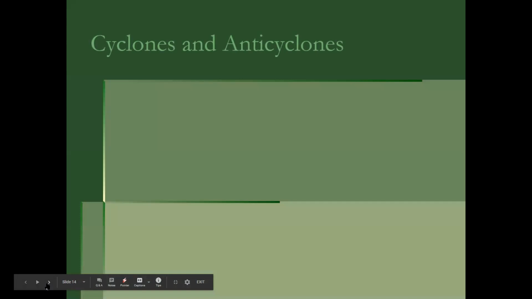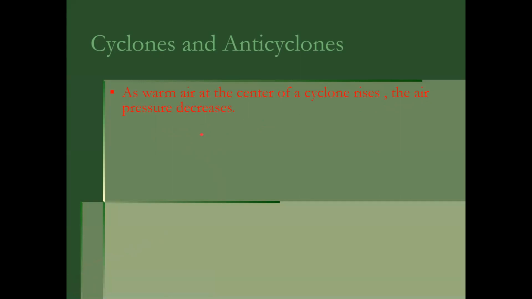Okay. Now we're going to talk about cyclones and anticyclones, which is just another fancy way to talk about air masses, or another fancy way to talk about high and low pressure, but it's important to understand. So warm air at the center of a cyclone rises, and the air pressure is going to decrease. So this is a low pressure, right? In low pressure, the air is spread out, it's warmer, the molecules have more energy and take up more space. That causes its density to go down, so it's going to start rising.